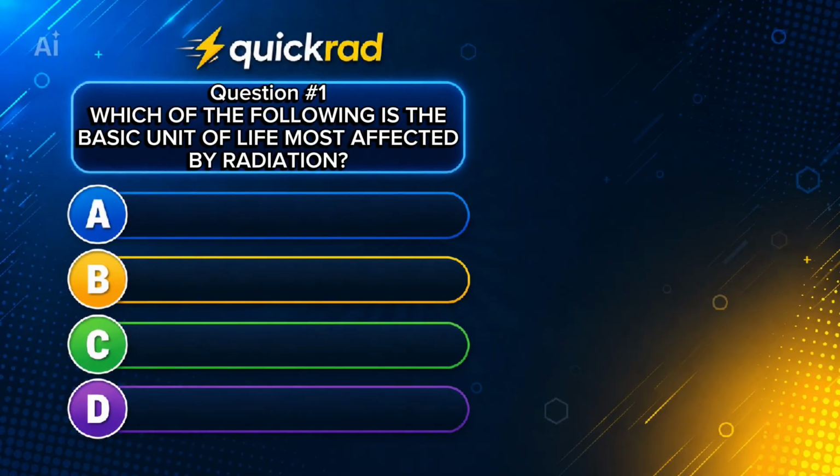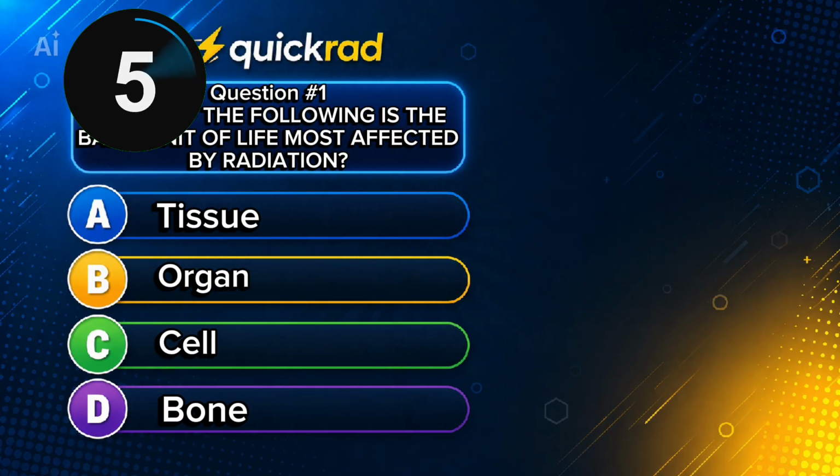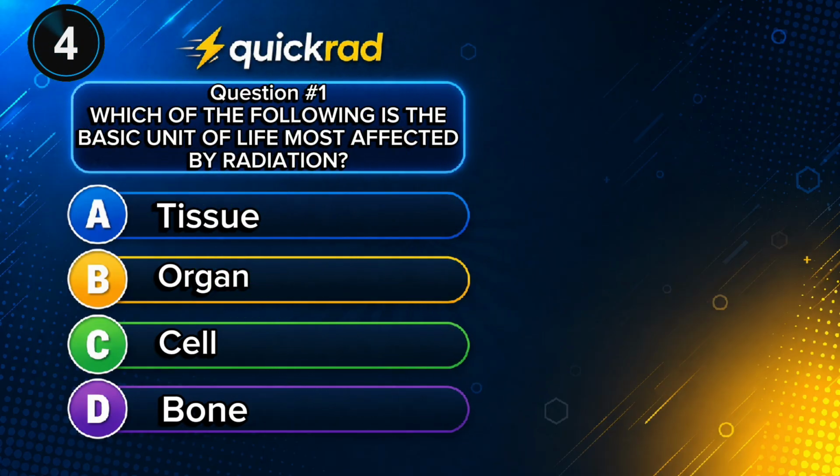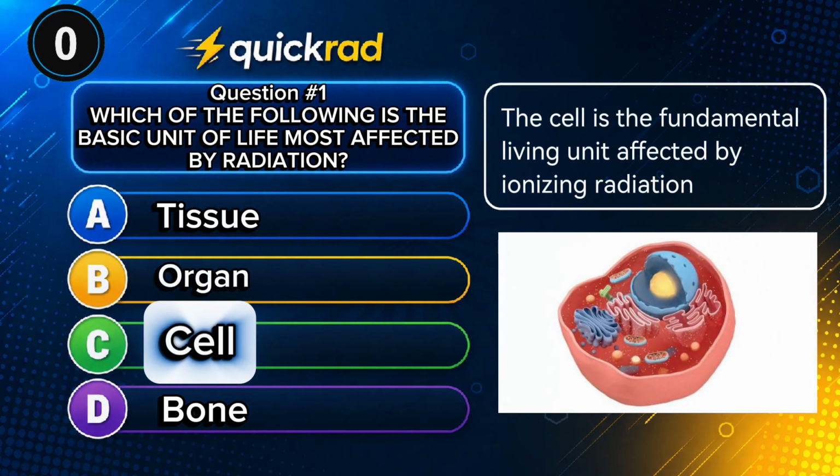Ready? Let's begin. Question 1. Which of the following is the basic unit of life most affected by radiation? Correct answer C. Cell. It is the fundamental living unit affected by ionizing radiation.